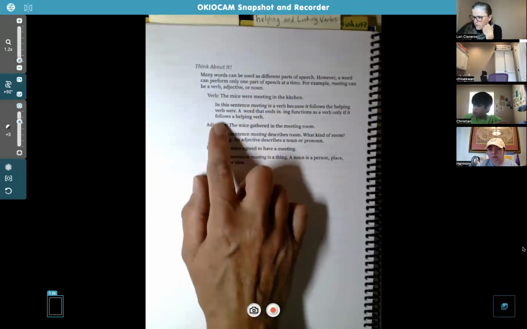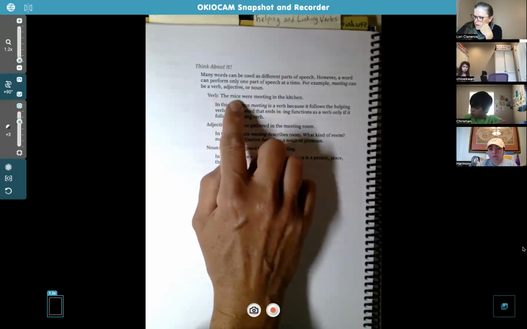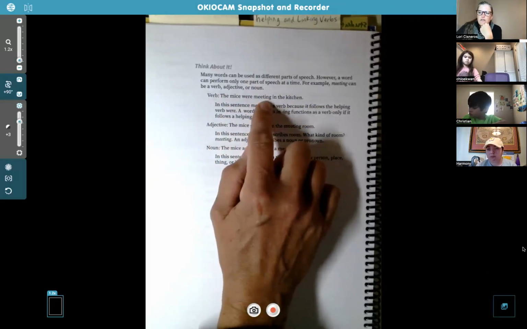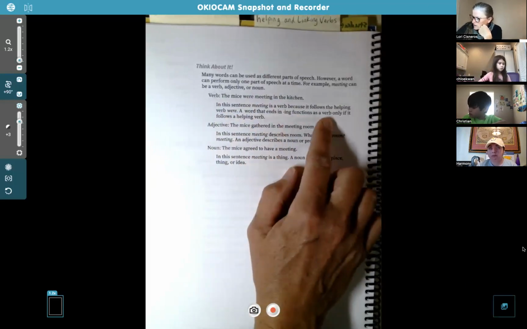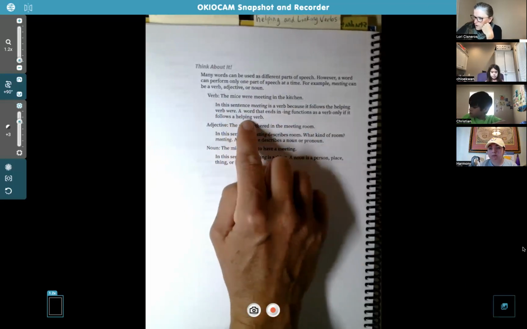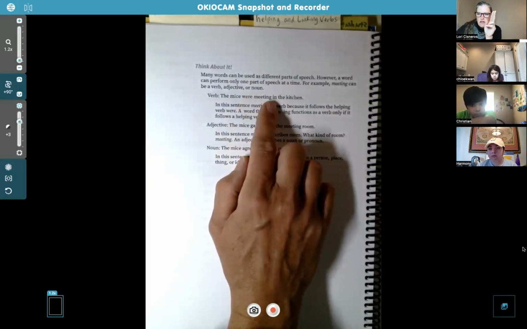For example, the first one, it's used as a verb. The mice were meeting in the kitchen. So meeting here is used as a verb. It ends in ing and it functions as a verb only if it follows a helping verb. You have that word were, that's a helping verb. So were meeting, that goes together. It's called a verbal phrase, actually.